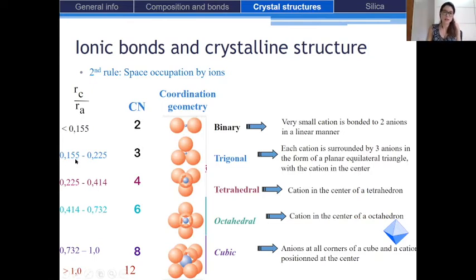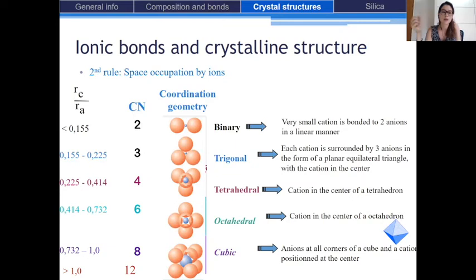So let's consider the second row. It indicates that this ratio is between 0.155 and 0.225. So the coordination number is 3, and the coordination geometry is trigonal. So each small cation, in blue, is surrounded by three anions, in orange, in the form of a planar equilateral triangle with the cation in the center. So you have a definition of this geometry.